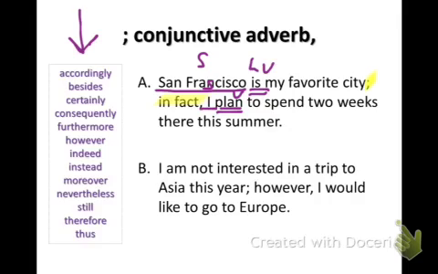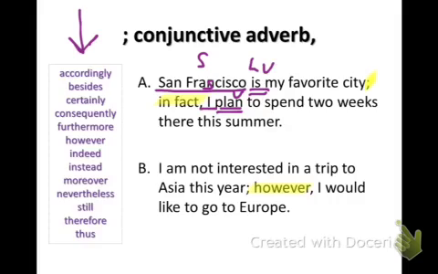And then sentence B, I am not interested in a trip to Asia this year; however, I would like to go to Europe. Again, I'm hoping your eyes will begin to notice the use of a semicolon, a conjunctive adverb, and a comma there. The comma is an essential piece. If you're going to make this a compound sentence, you must use the comma after the conjunctive adverb.